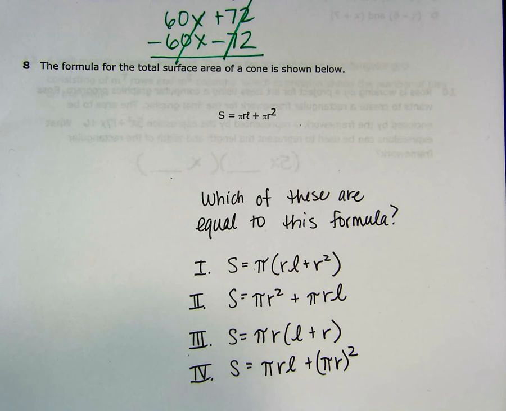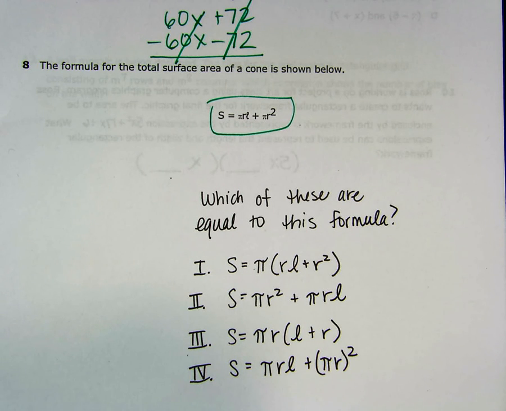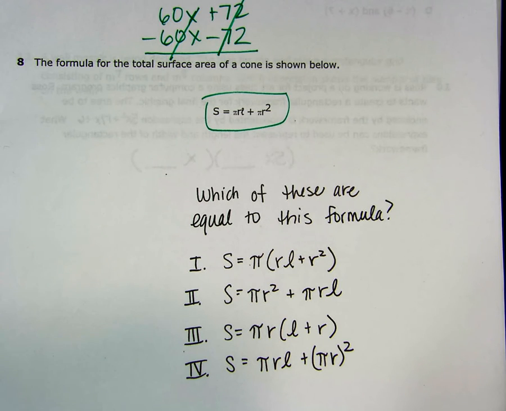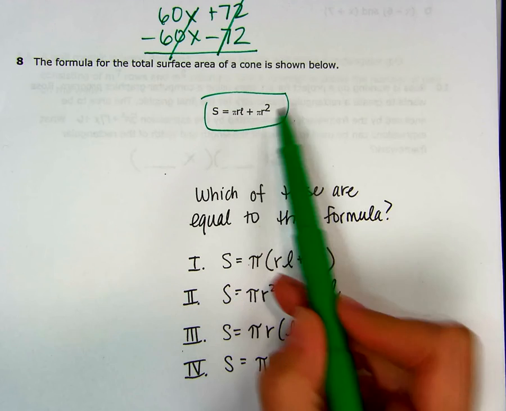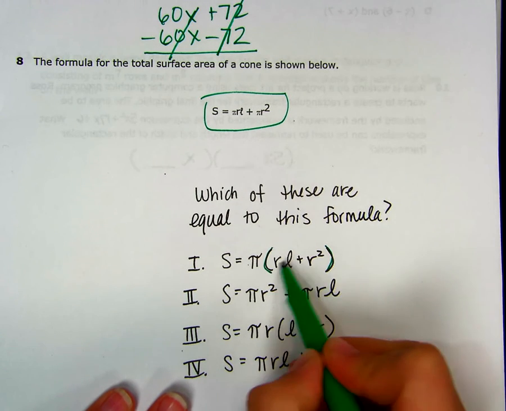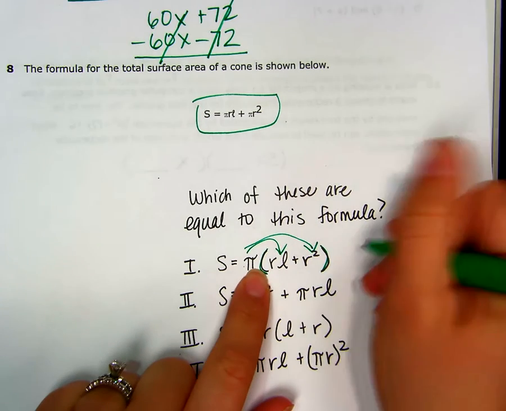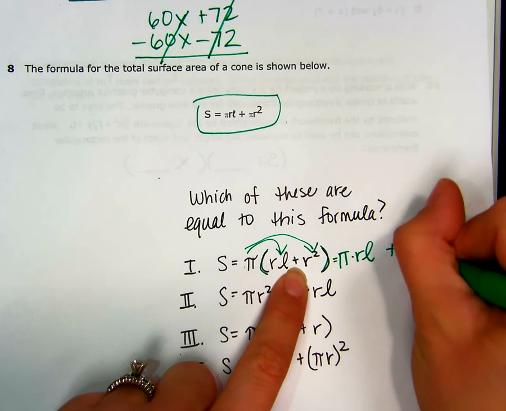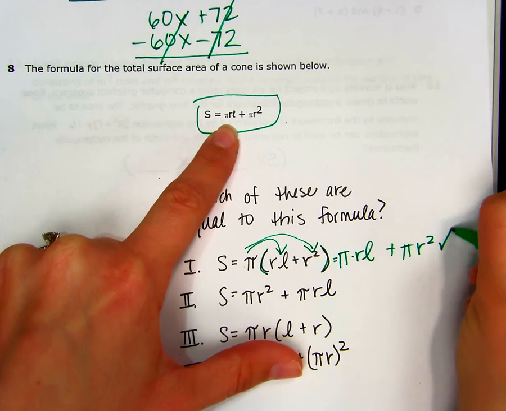Number 8, which of these are equal to this formula? Well, lots of these have parentheses in them. So what I need to do here is simplify these and see if I can simplify them down to pi RL plus pi R squared. In this situation, if I've got pi outside these parentheses, this is the distributive property. So I'm going to multiply both things by pi. So that's going to make pi times RL plus pi times R squared. Does that match? It does. That one's good.